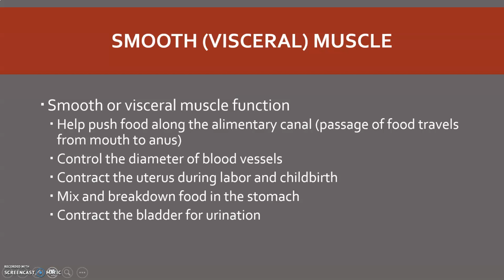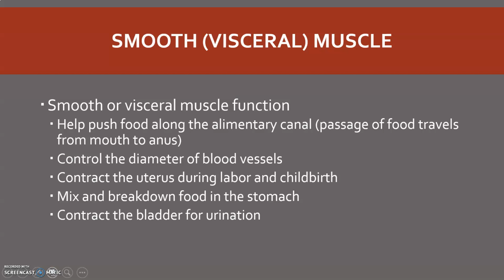Smooth muscle functions to move substances through the body. An example would be with food. Smooth muscle helps to push food along the alimentary canal. This is the passage of food from the mouth to the anus. Smooth muscle also controls the diameter of blood vessels. When the smooth muscle contracts, the diameter of the blood vessel decreases. When smooth muscle relaxes, the diameter of the blood vessel increases.